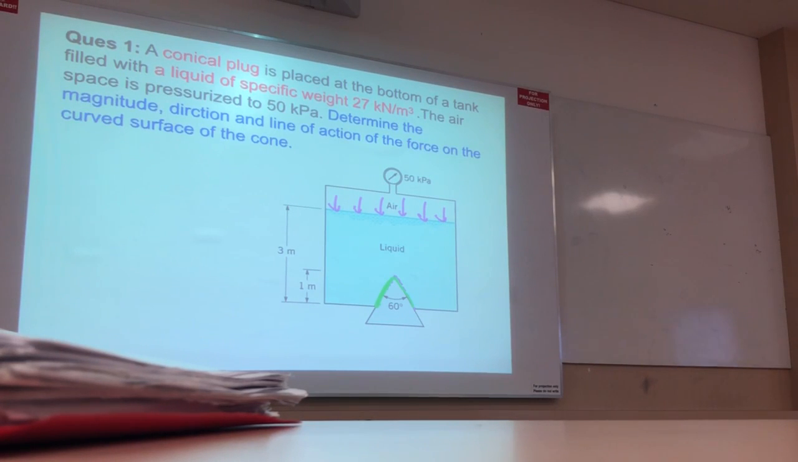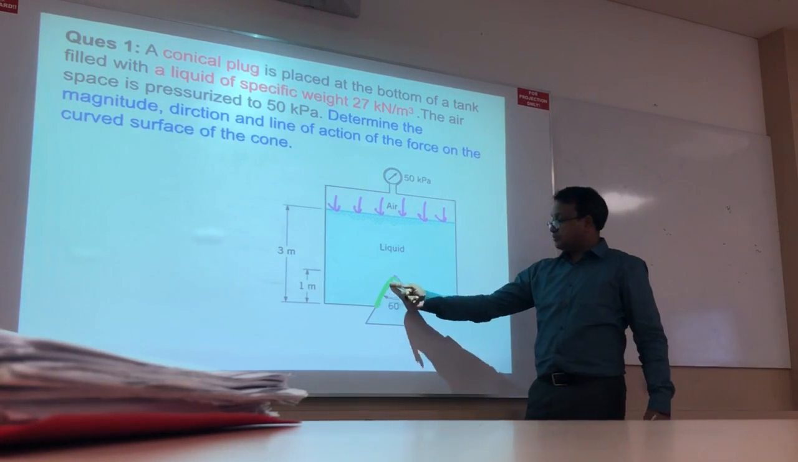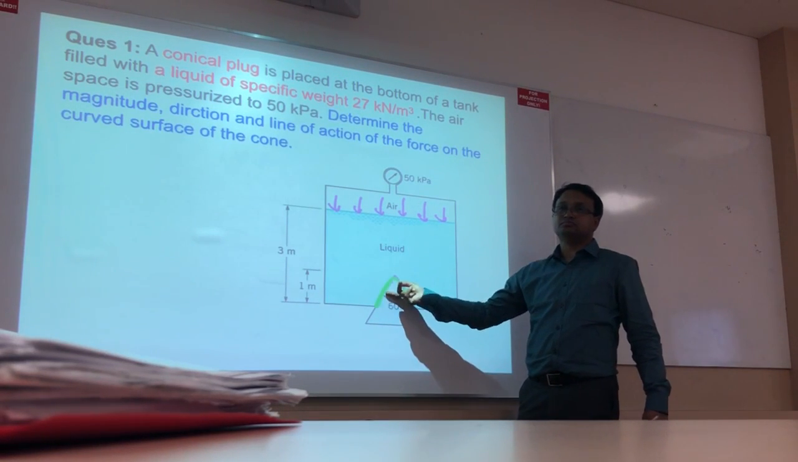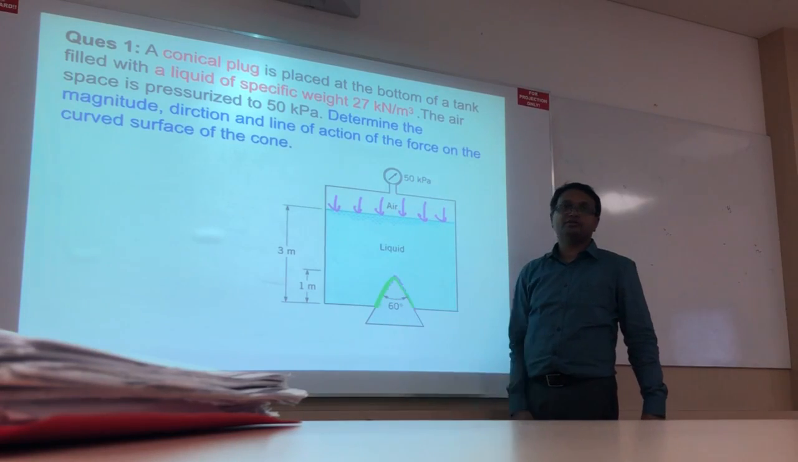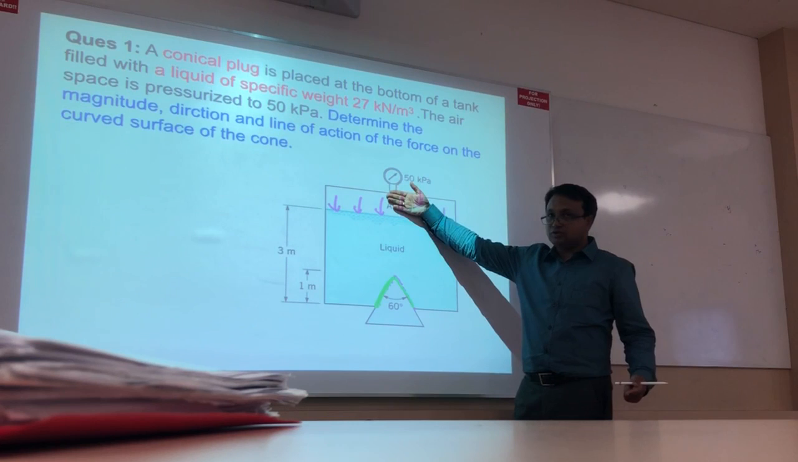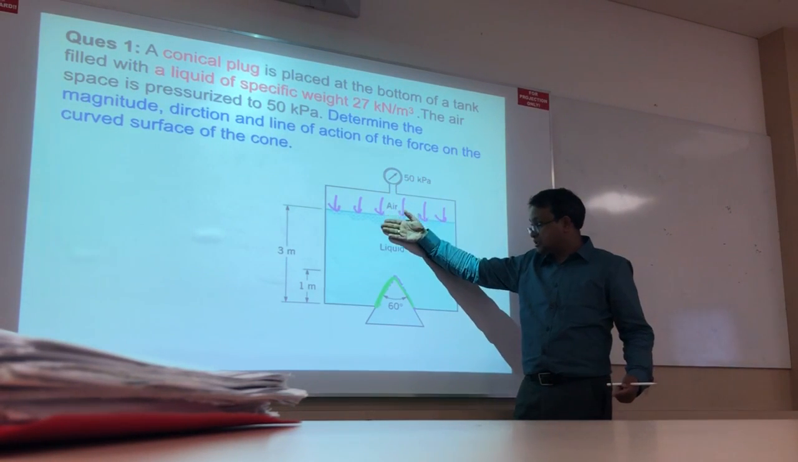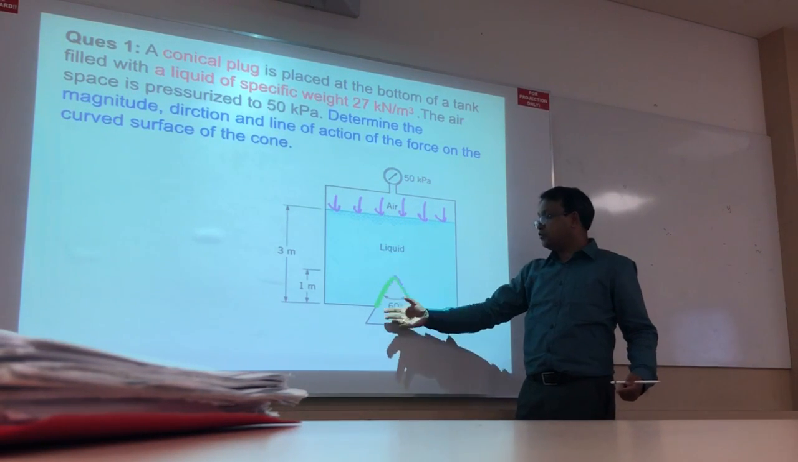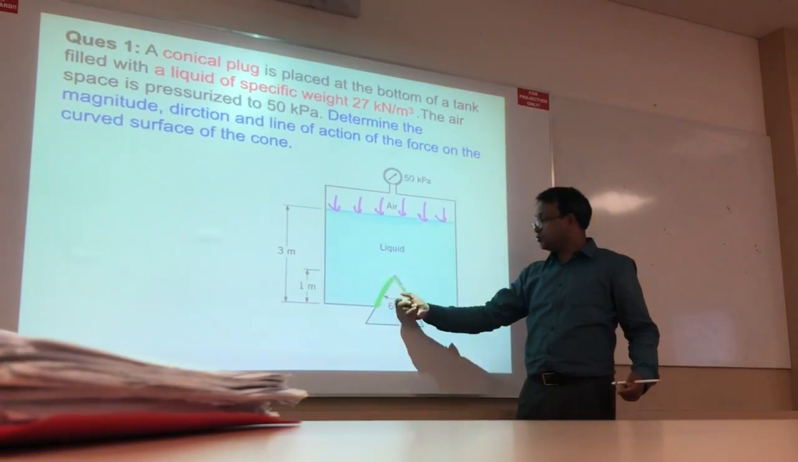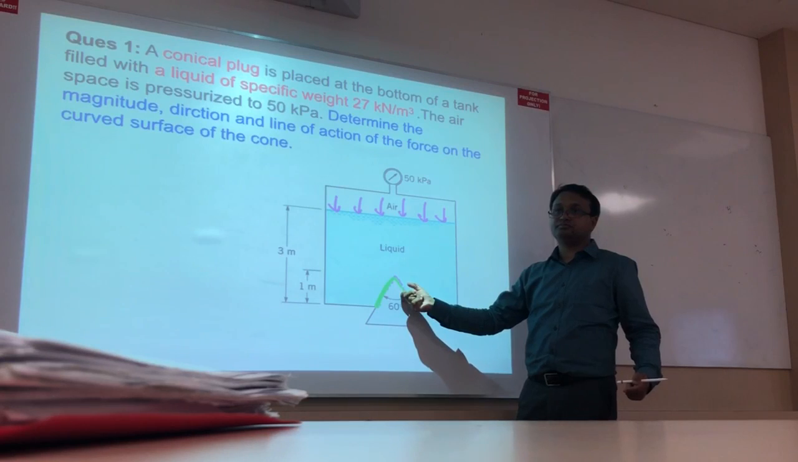Correct. So now, what is the force? Tell me. Because what is the force here? The curved surface at that point. What is the force? This one plus this one, right? General law: force given by the air plus force given by the liquid is equivalent to the force that is acted on the cone and supported by the bottom of the cone.